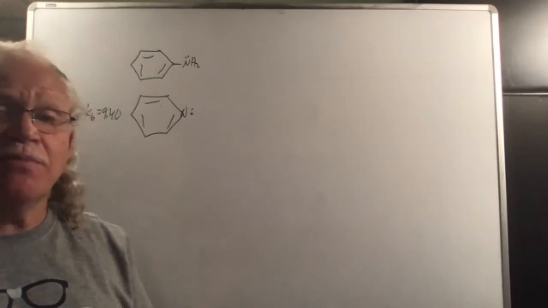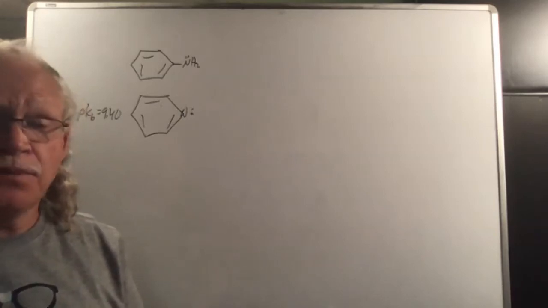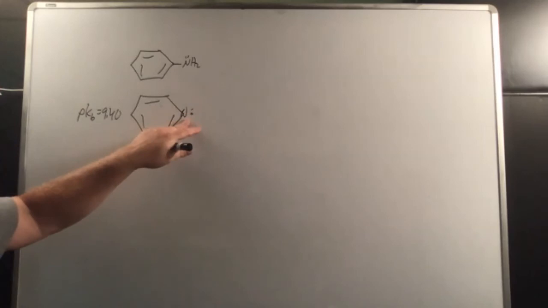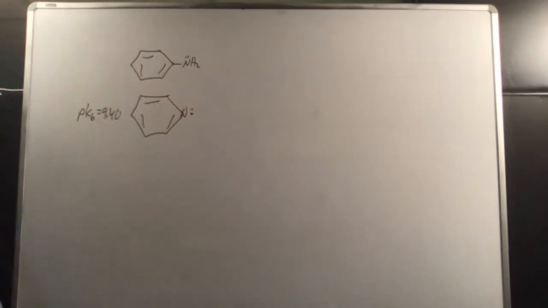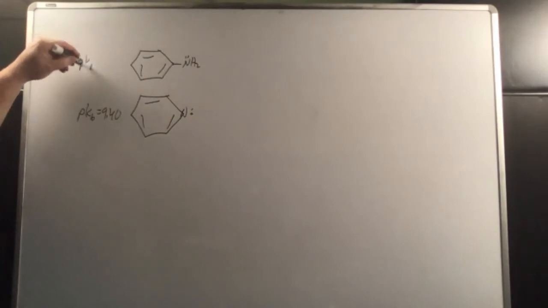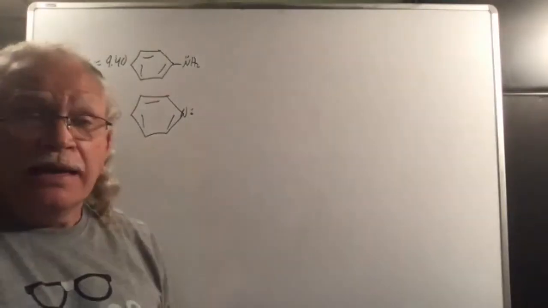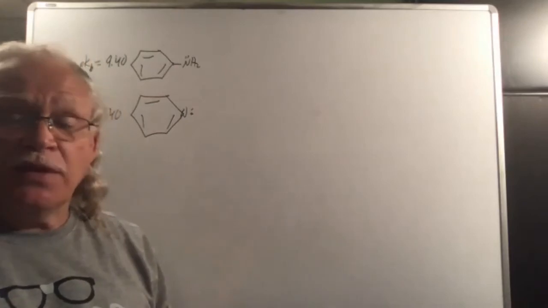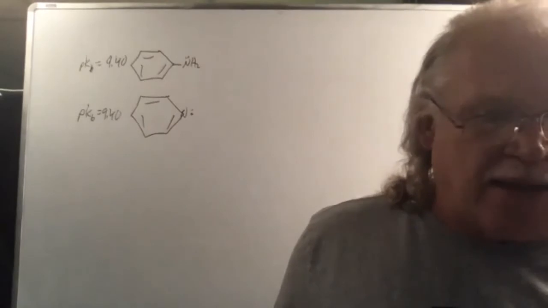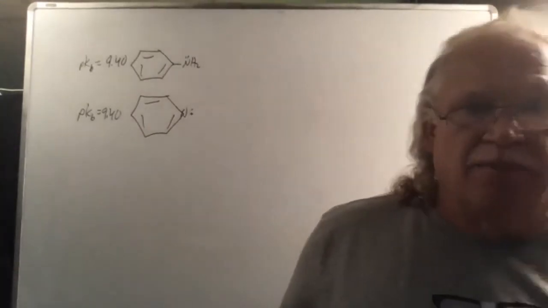I would expect it to be much more basic. Why? This is an sp2 hybridized nitrogen and this is sp3. But whenever I actually calculate the pKb of this compound, they are exactly the same. Why? Why are these two pKbs the same? Now, this is something that you need to understand about chemistry. And nobody likes this about chemistry, but you need to understand it about chemistry.